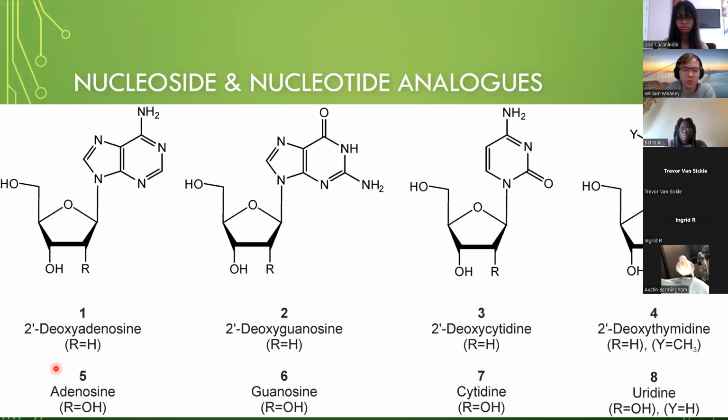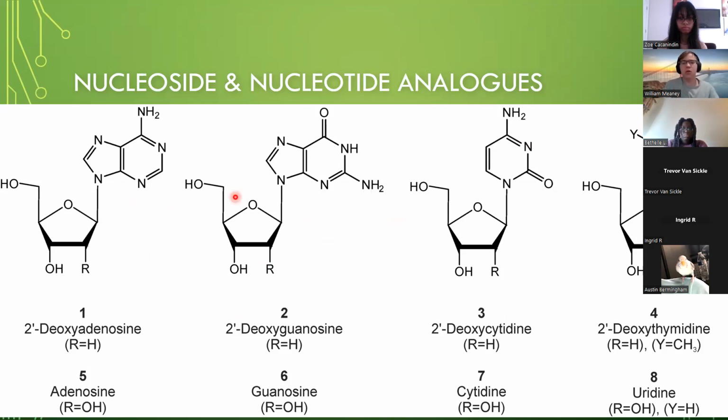Now, I'm going to be talking about this more specific class of drugs called nucleoside and nucleotide analogs. Here we are able to see the standard adenosine, guanosine, cytidine, and uridine molecules. These are the AUCG molecules from RNA. In RNA, we have a U as opposed to a T in DNA.